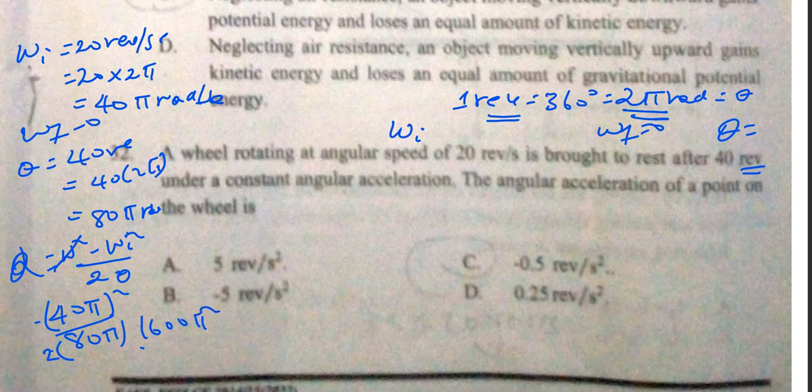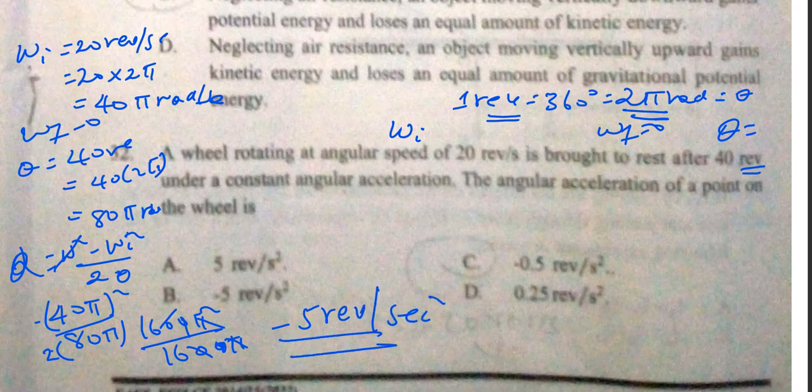pi square over 160 pi አንድ ፓይ በፓይ ይጠፋል ይሄኛውን በዚህ. This is 0 የለም አንድ 0 በዚህ, therefore which is 10 ማለት ነው አይደል, ይሄኛው ወደ ሪቮሉሽን ስንቀይር ስንት ይመጣል ማለት ነው which is 5 revolution per second square. Therefore the answer is B.